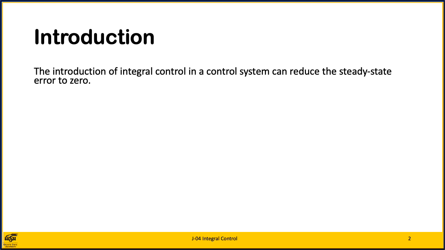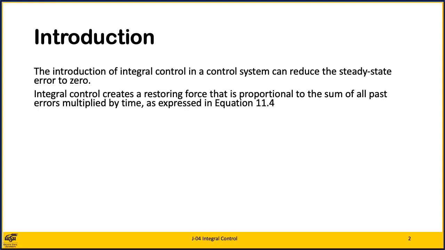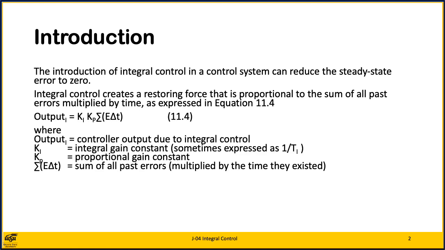The introduction of integral control into a control system can reduce the steady-state error to zero. Integral control creates a restoring force that is proportional to the sum of all the past errors multiplied by time, as expressed in equation 11.4. Controller output due to integral control is proportional to the sum of all the past errors multiplied by the time they existed, modified by two constants relating to the proportional and integral control systems.